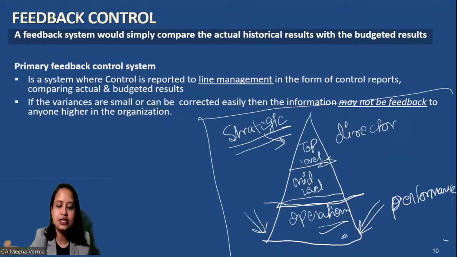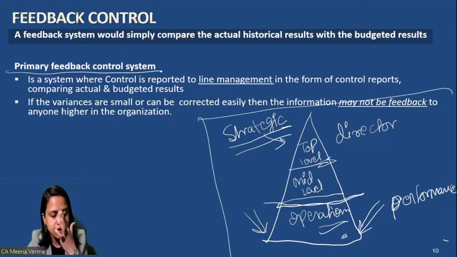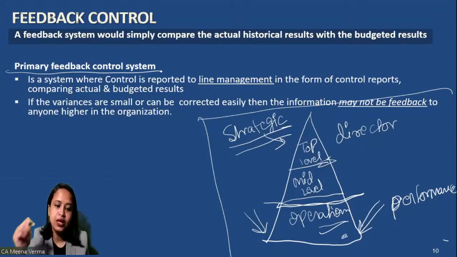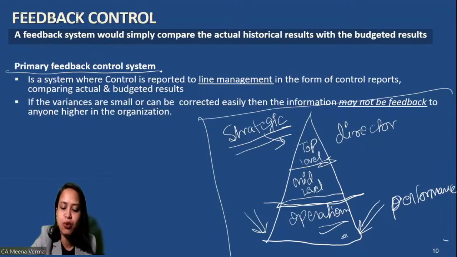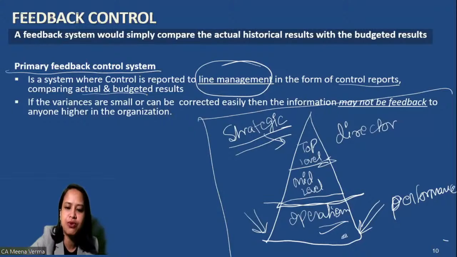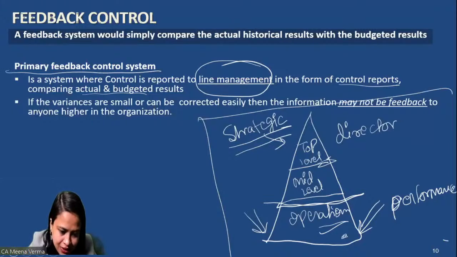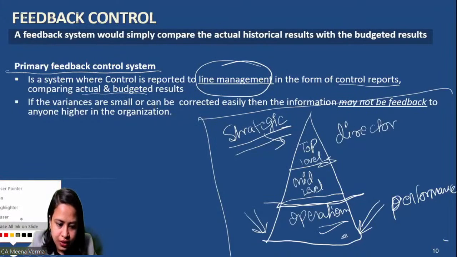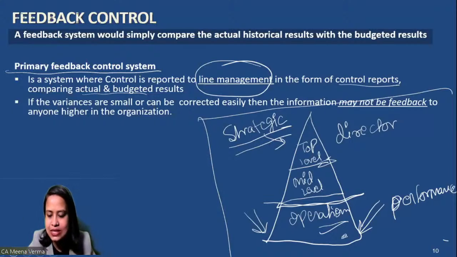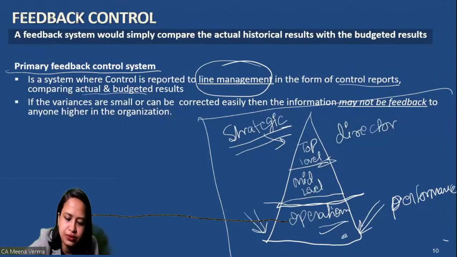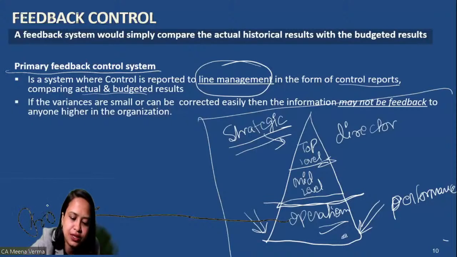Now let us understand, for example, the primary feedback control system. What is this primary feedback control system? This is a system where control is reported to line management in the form of a control report comparing the actual and budgeted performance. So you can see here that the variances arise at this place. The problem arises at this place.